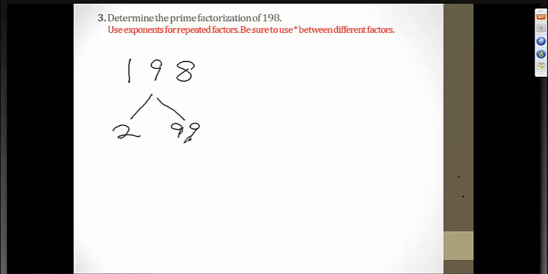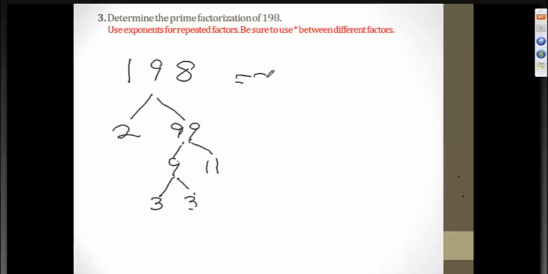Now, I need two numbers that will give me 99. Now, 2 is already a prime number, so I'm going to just leave that there. But 99 is going to be 9 times 11. That's 99. Now, 11 is a prime number, and I need the prime factors of 9. So I'm going to do that with 3 times 3. So now the prime factorization of 198 is equal to 2 times 3 times 3 times 11.